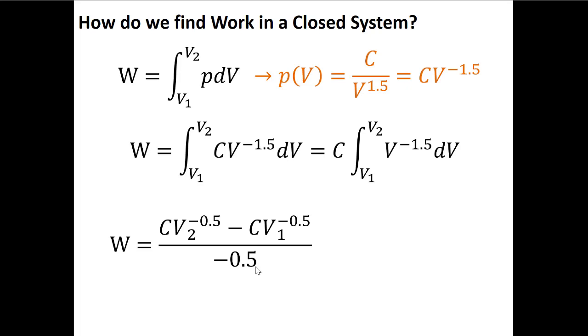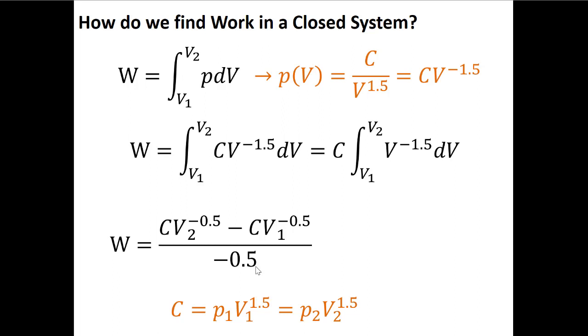But I don't know what C is, right? So maybe you've gone through and you've numerically figured out what C is and it has some units. But again, I'm going to encourage you to keep this symbolic, right? So I know from the problem, it told me that PV to the 1.5 is constant. So anywhere in my process, this is true. That includes the endpoints of my process. So P1V1 to the 1.5 is equal to P2V2 to the 1.5. And both of those things are equal to C.